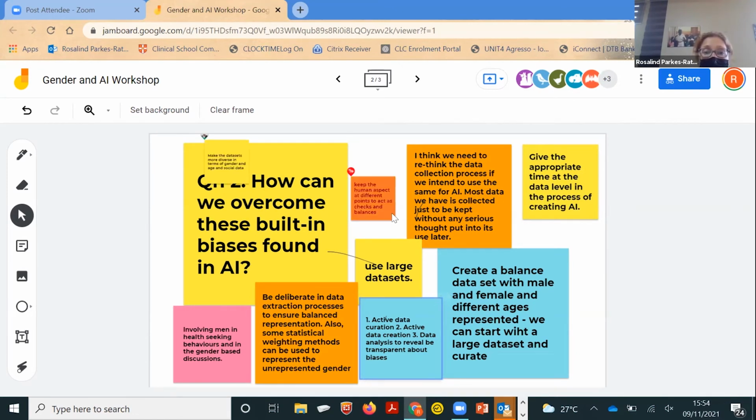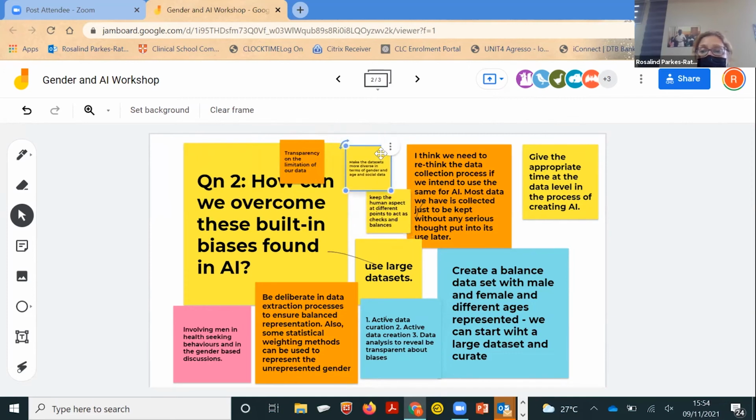Keep the human aspect at different points to act as checks and balances. I think that's really important. Make the data sets more diverse in terms of gender, age, and social data. Yeah, that's what we were just talking about. Give appropriate time at the data leveling stage of the process of creating AI. So I think that this is something that we are advocating for.